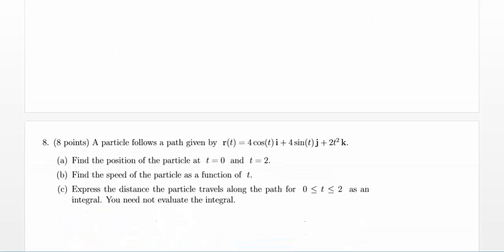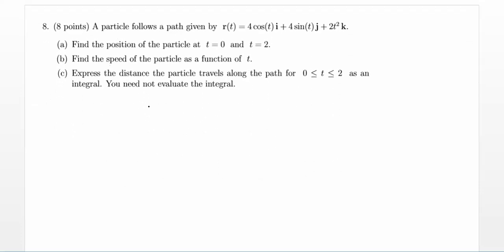Last problem. A particle follows a path given by r of t equals 4 cosine t i, 4 sine t j, plus 2t squared k. Find the position of the particle at t equals 0 and t equals 2. So at t equals 0, well, this here is a position function. So to find the position vector at time equals 0, you just plug in time equals 0.